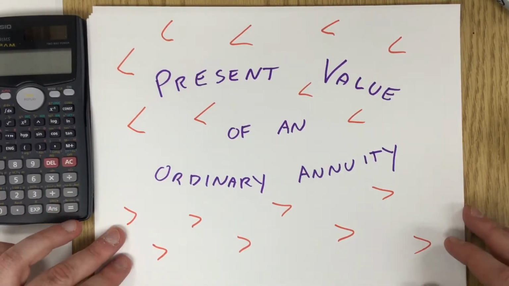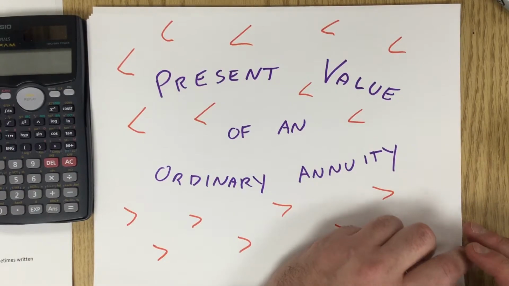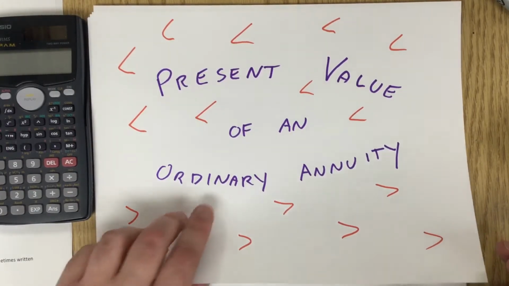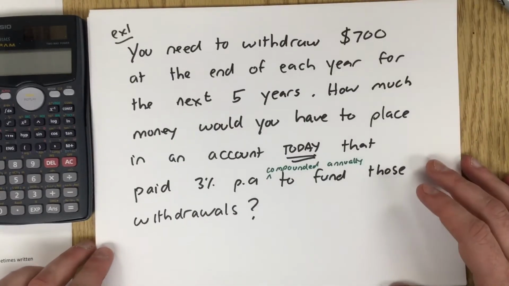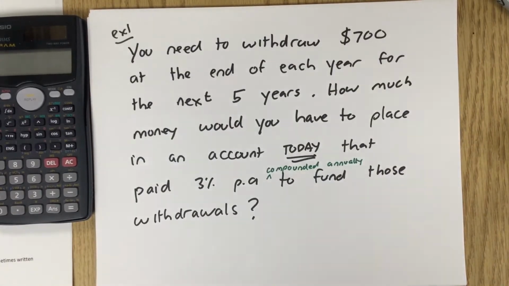So we're going to discuss the present value of an ordinary annuity. Let's see what that means. Imagine we need to withdraw $700 at the end of each year for the next 5 years.